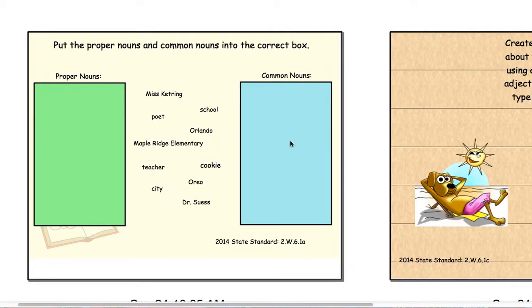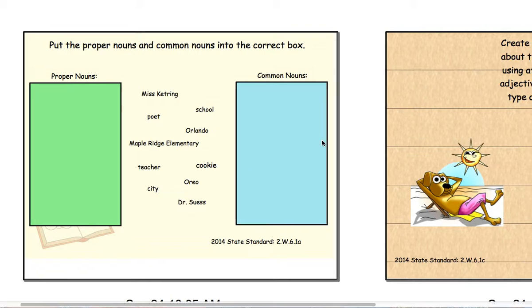The second activity I created was putting the proper nouns and common nouns into the correct box. Now, when you use the actual SMARTBoard software, if you put, say, Miss Kettering in the proper nouns, it would accept it, but if you put Miss Kettering in the common nouns, it would bounce back into its spot and you'd have to put it in the right place. This goes on to show students the difference, saying that places with an actual name, such as Maple Ridge Elementary, goes in proper nouns, and the basic school would go into common nouns.